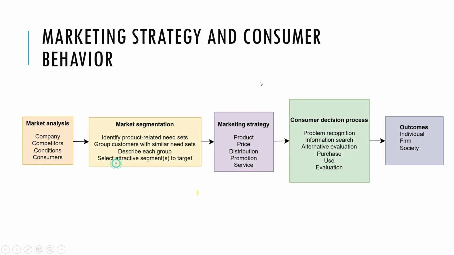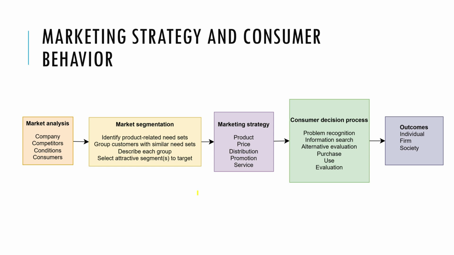So far we have discussed the marketing analysis component, the market segmentation, the market strategy, and the product mix. Then comes the consumer decision making process, which intervenes between the marketing strategies, which are implemented in the form of the marketing mix, and the outcomes. Outcomes can be individual outcomes, society outcomes, and the firm outcome.